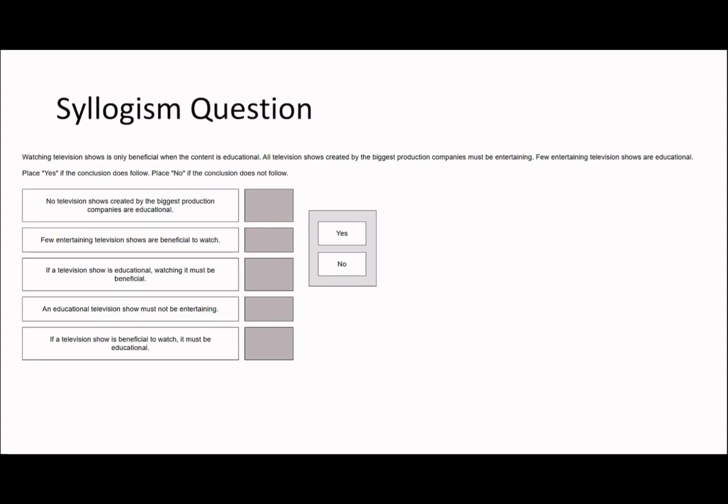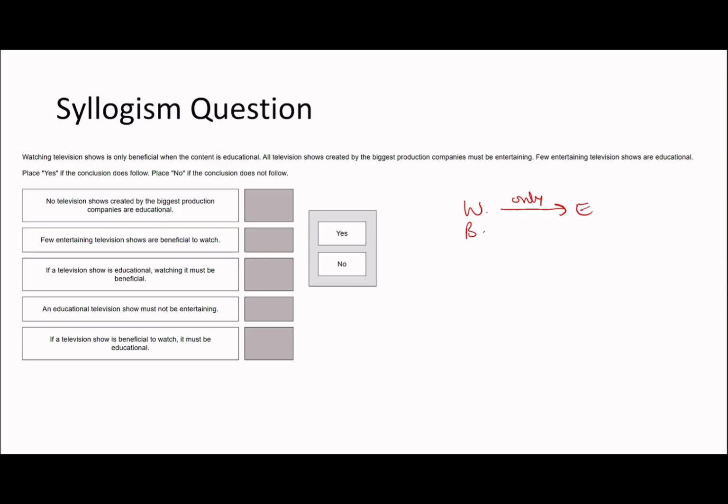Okay, so with this question: watching TV shows is only beneficial when the content is educational. All TV shows created by the biggest production companies must be entertaining. Few entertaining TV shows are educational. So the whole thing's about TV shows, so I'm not really going to incorporate that into my diagram. But watching is only beneficial when the content is educational. So watching, beneficial only when content is educational.